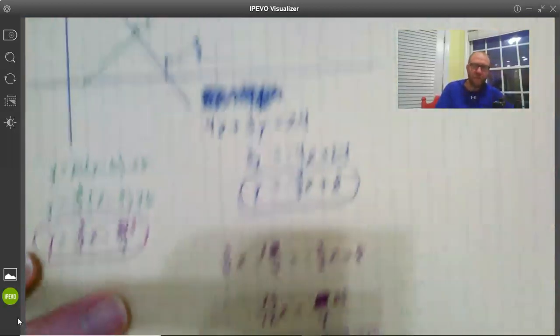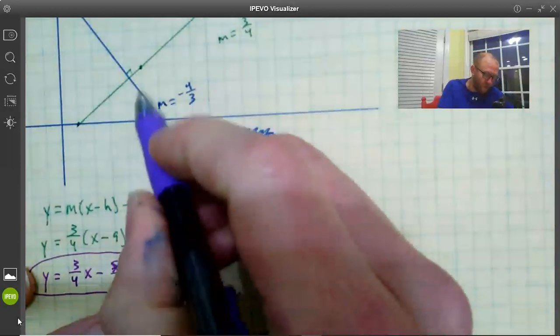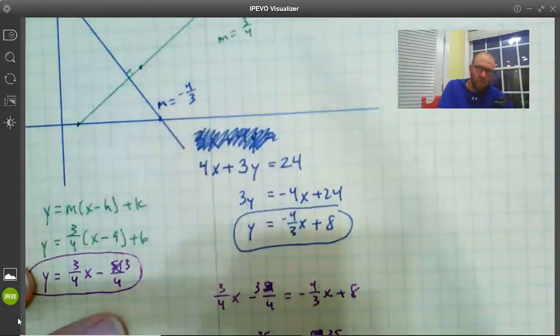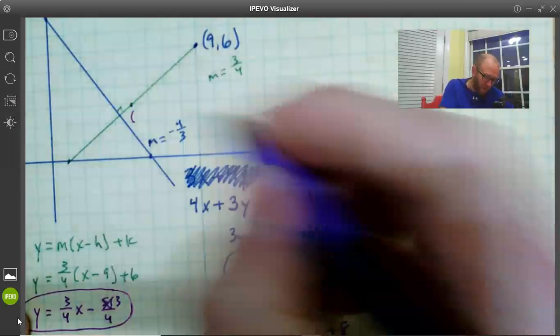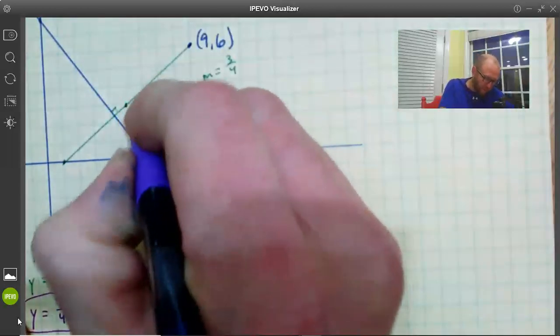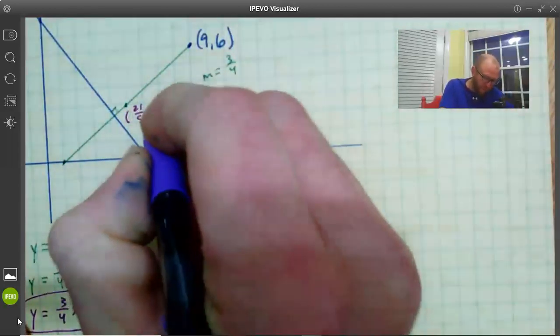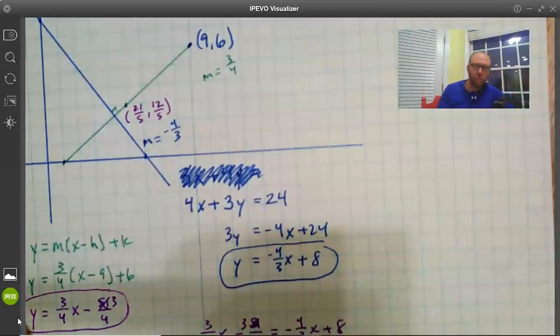Let's go check, see if that makes sense. So 1, 2, and 2/5. Yeah, that makes sense. So our point here is (21/5, 12/5). That's our point of intersection.